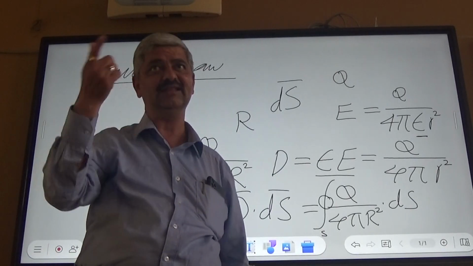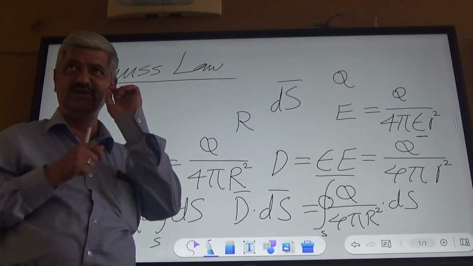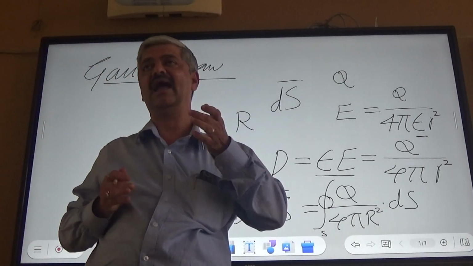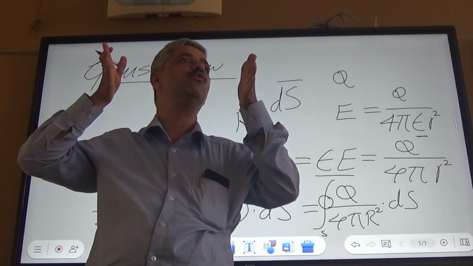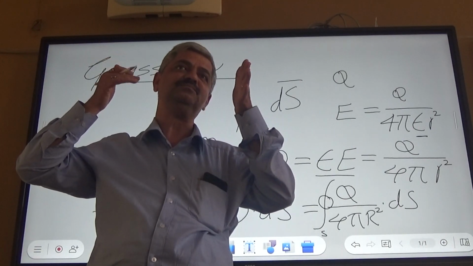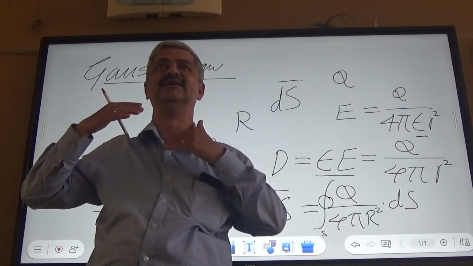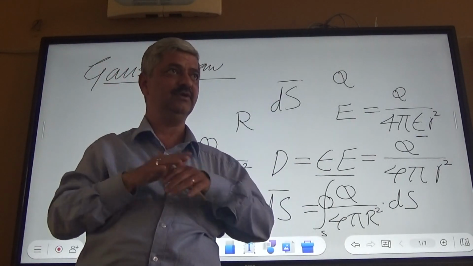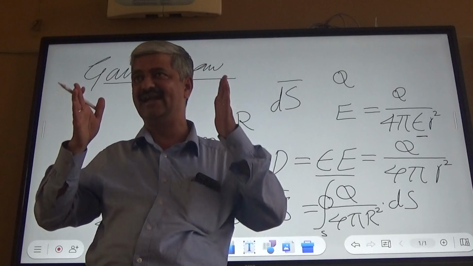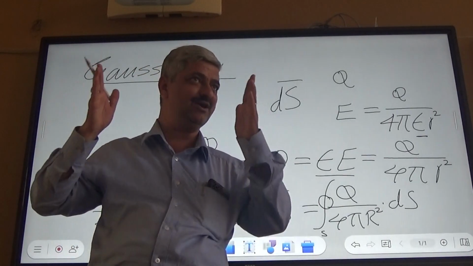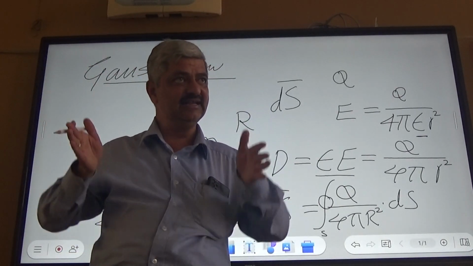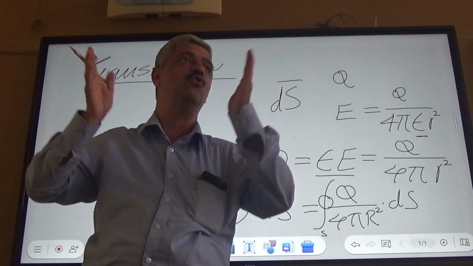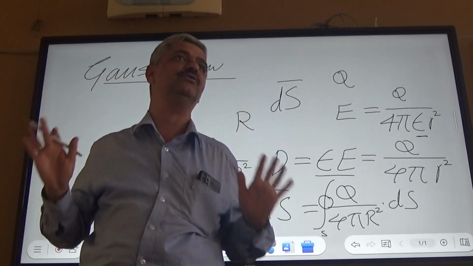Now for today's tutorial, take this problem. It is at the origin. A charge Q is at the origin and a cube of 1 meter side, meaning half on this side, half on this side. Instead of 1 meter, take 2 meters, which makes it easier. A cube of each side 2 meters is situated such that its center is at the origin, and a charge plus Q is there at the origin. Prove Gauss law for this cube.